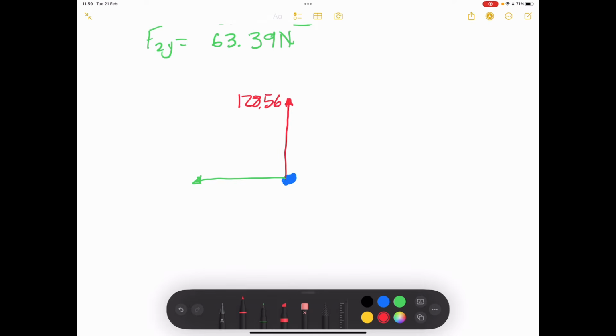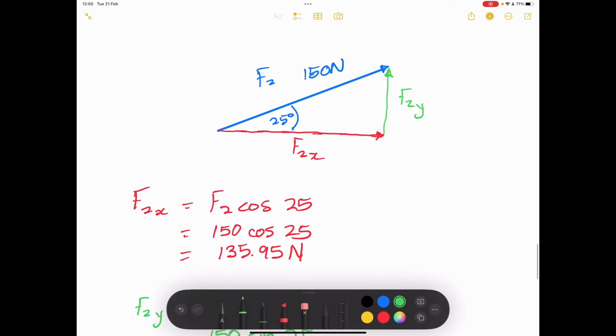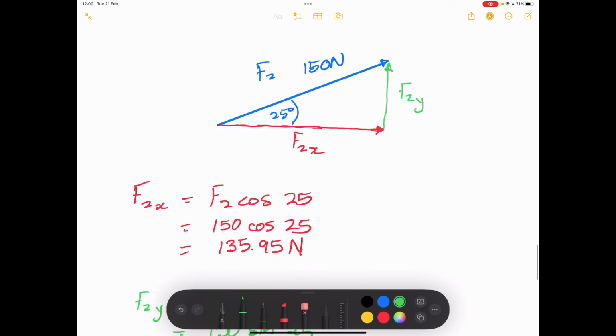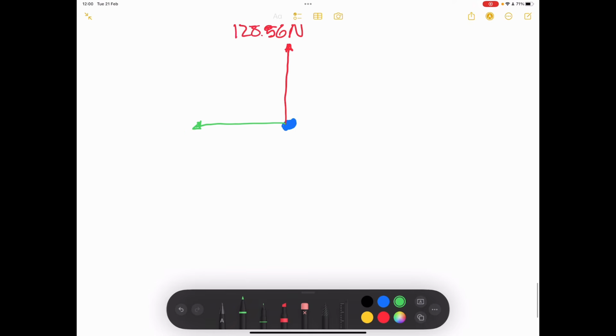128.56 newtons, okay? And the one in the green we said was 153.21. Okay, right. So this is a very rough sketch, ladies and gents.